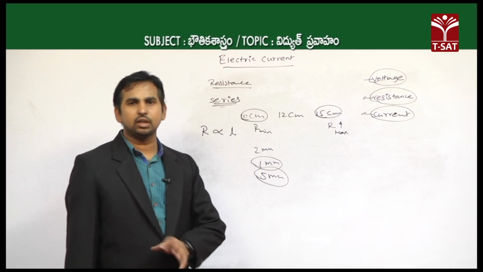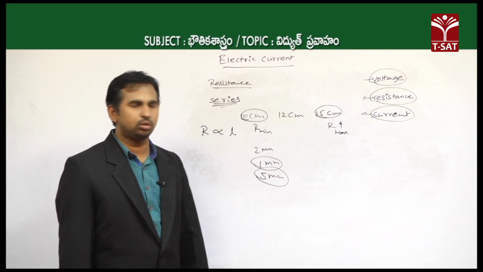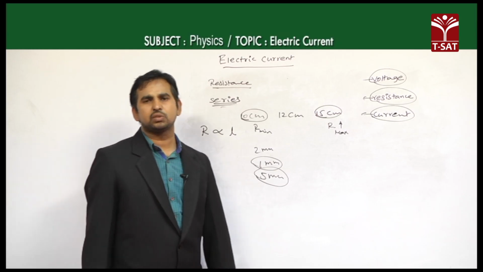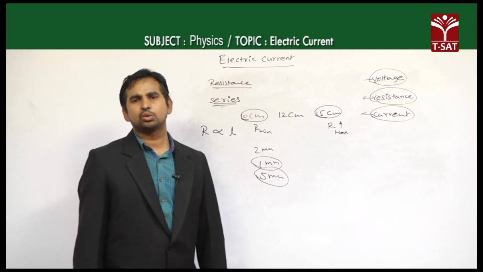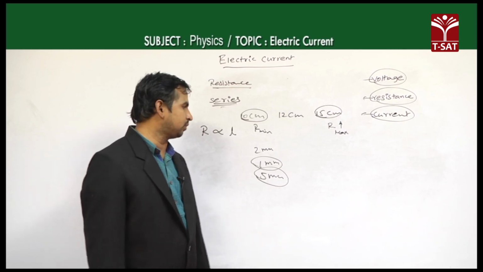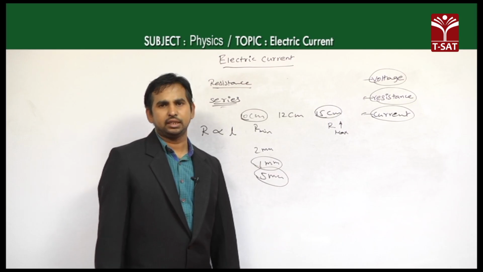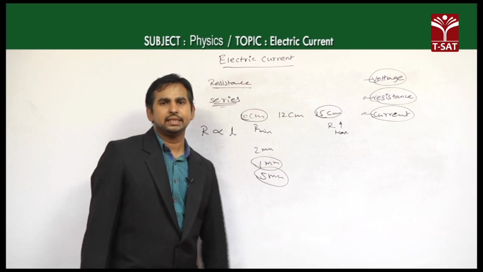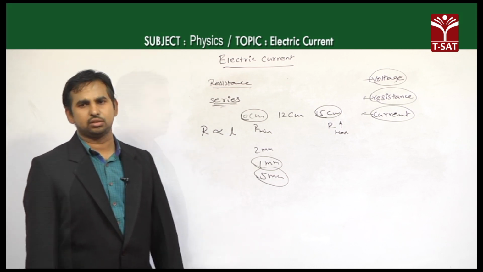And whenever you want less current, we have to take more length. If the length is more, the resistance value gradually increases, so the passage of current is less. The conductivity of current is less if you take more length. So depending on the length and depending on the area, the resistance value changes.